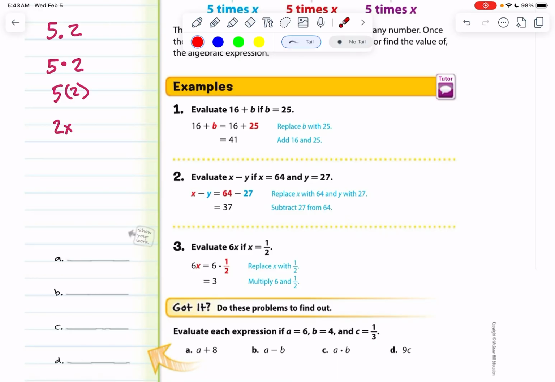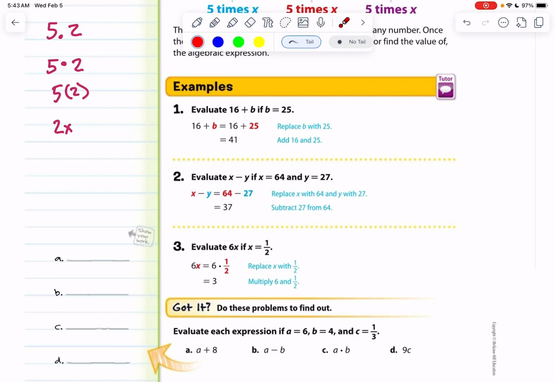Let's see here. So this says evaluate, that means solve it. 16 plus b if b equals 25. So where the b is, that's the variable. We are going to replace it with the number 25, which gives us 16 plus 25, which is 41. Let's look at another one.